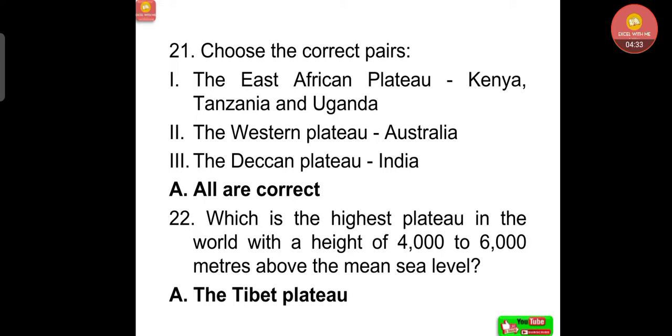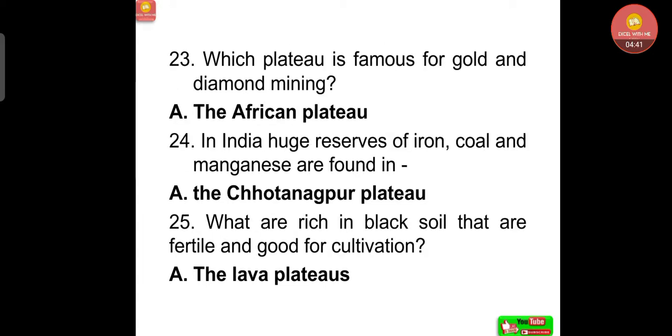Now, which is the highest plateau in the world with a height of 4,000 to 6,000 meters above the mean sea level? That is the Tibetan Plateau. Which plateau is famous for gold and diamond mining? That is the African Plateau. In India, huge reserves of iron, coal and manganese are found in the Chhotanagpur Plateau. What are rich in black soil that is fertile and good for cultivation? That is the lava plateaus.